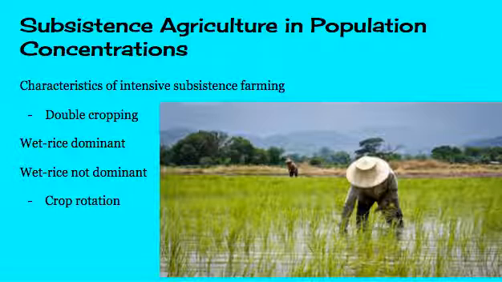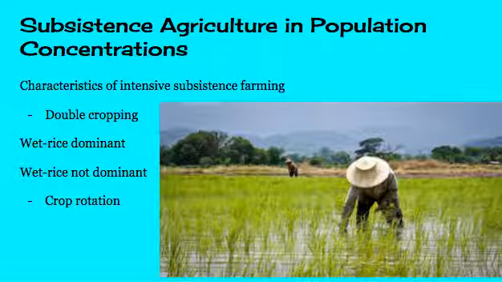Double cropping would be when you have 2 harvests per year. So for example, in parts of Asia, they grow wet rice in summer, and then they grow a dry crop like wheat, barley, or another crop in wintertime. There are 2 types of areas in terms of thinking about this rice production. There's wet rice dominant and there's wet rice not dominant.